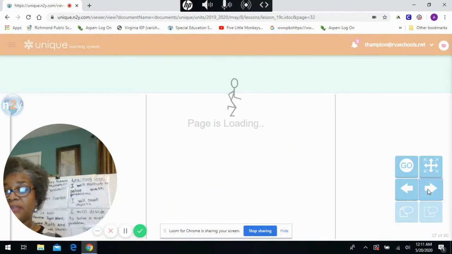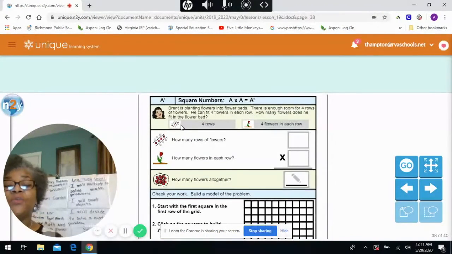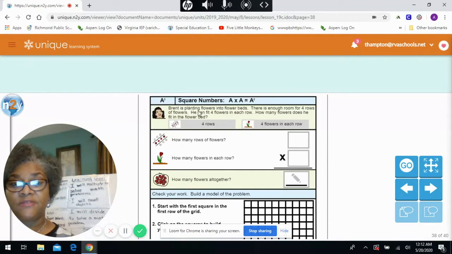All right, let's play along. Here we go. Let's read our story. It says, Brent is planting flowers into flower beds. There is enough room for 4 rows of flowers. He can fit 4 flowers in each row. How many flowers does he fit in the flower bed?